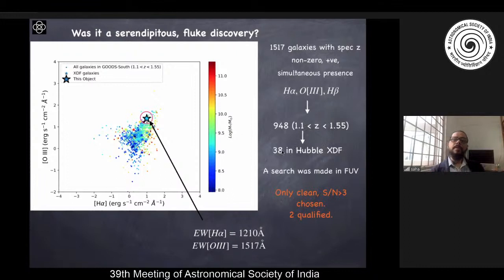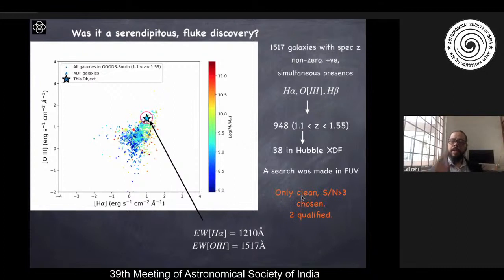And of these, around 38 galaxies are in the Hubble Extreme Deep Field. For us, for some reason, I actually try to focus on that. So this is the galaxy that we're talking about. And so we did a thorough search and studied about 38 galaxies.